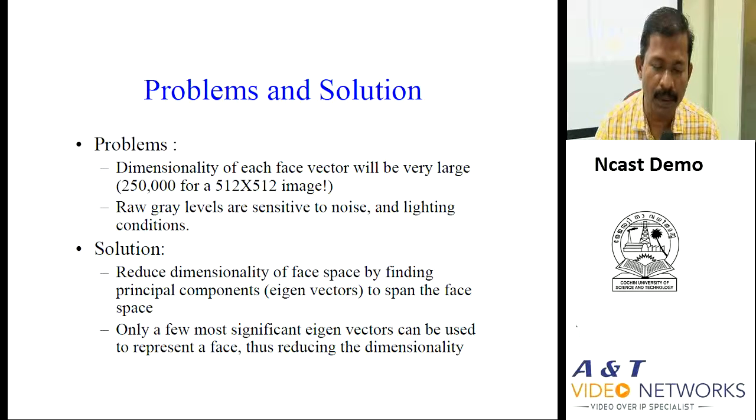So what could be the problems with this? Usually the dimensionality of this face vector will be very large. That means you have to scan a 512 by 512 image and form a vector. That means it will be a very large vector. So if you compare this vector with already existing data sets, it will be a time consuming process. So how to reduce this? This is a typical problem in any computer vision based application.